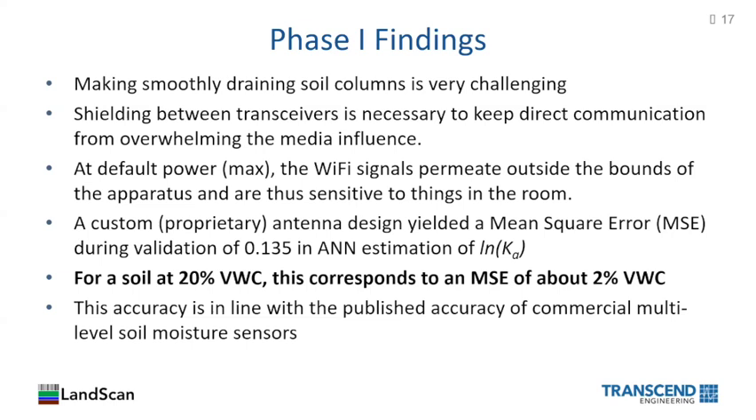And we got our best results from not only a proprietary antenna design, but when we multiplex between two antennas on each transceiver so that we have that spatial diversity, because that adds another dimension to the problem. That helps the machine learning separate what's going direct path from what's going through the medium. For a soil at 20% volumetric water content, our mean square error corresponds to about 2% volumetric water content. And that's in line with the published accuracy of a lot of commercial sensors. So we felt we should go forward and apply for the phase two.